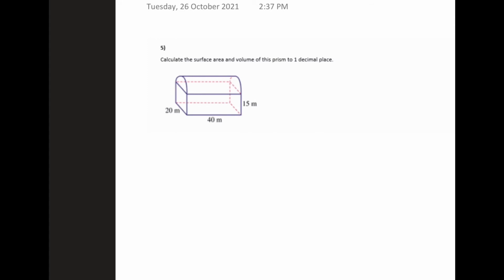Calculate the surface area and volume of this prism to 1 decimal place. Okay, so our question wants us to count 2 things. The first thing is the surface area. The second thing is the volume. So let's start from surface area.